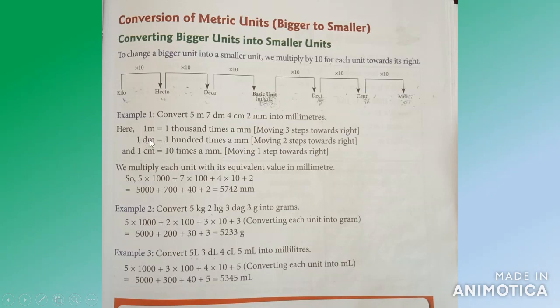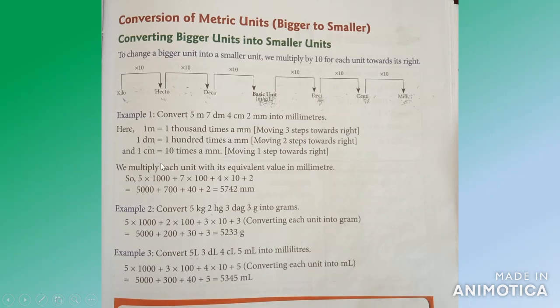And then 1 decimeter. 1 decimeter is, you see, decimeter is here. So 1 decimeter from here to millimeter, how many tens are there? So 2 times. So it will become 100. So 1 decimeter is equal to 100 times a millimeter. Till here it is 100, moving 2 steps toward the right. We are moving 2 steps. 1, 2. 2 steps toward the right.